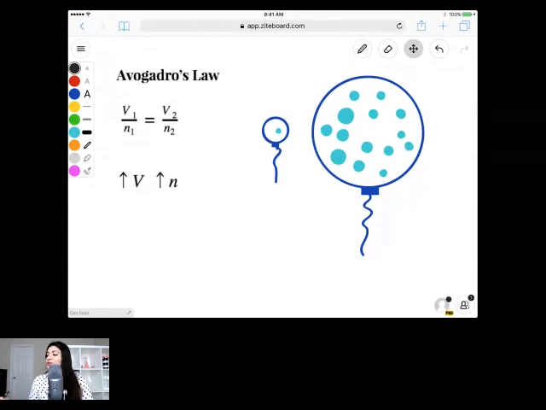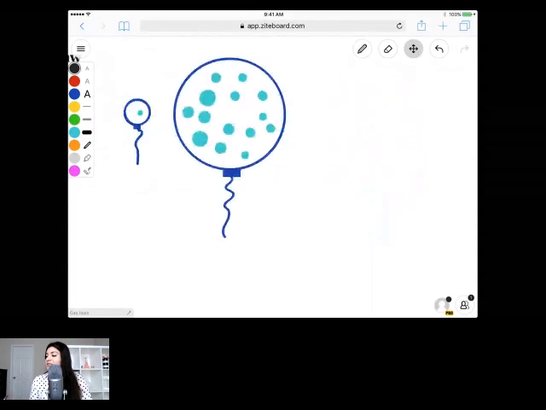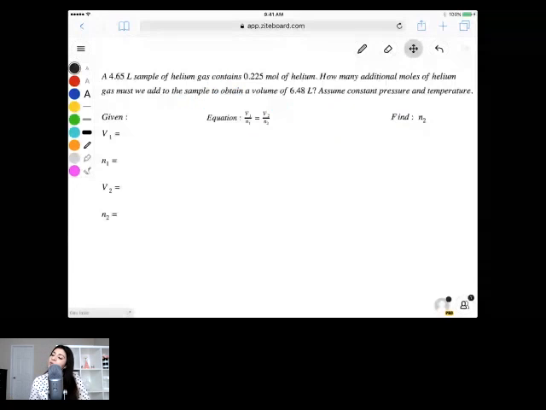And we will try another question. All right, so our next question: a 4.65 liter sample of helium gas contains 0.225 moles of helium. How many additional moles of helium gas must we add to the sample to obtain a volume of 6.48 liters? Assume constant pressure and temperature.